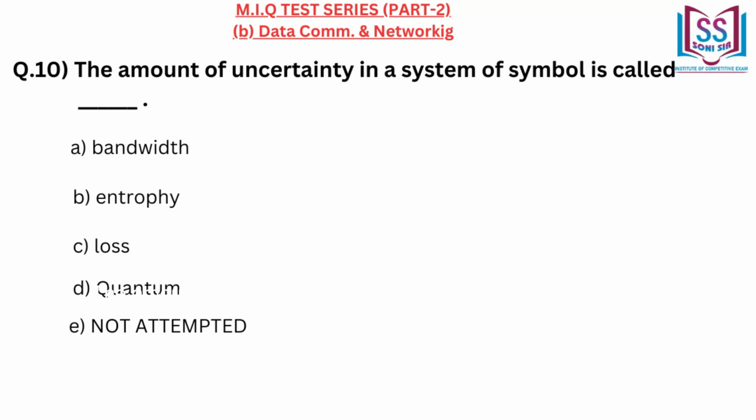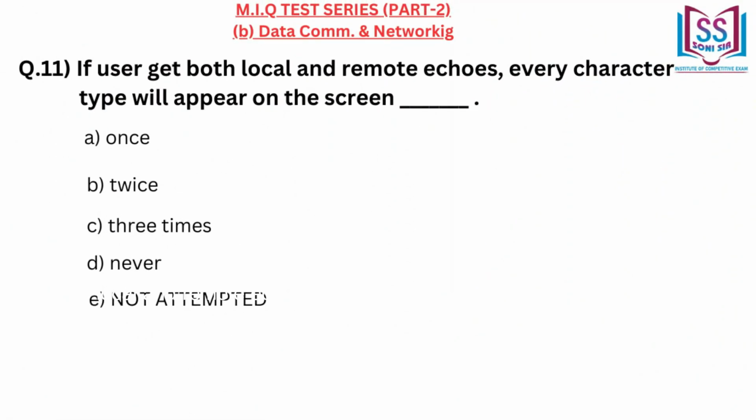The amount of uncertainty in a system of symbols is called ____. A. Bandwidth. B. Entropy. C. Loss. D. Quantum.